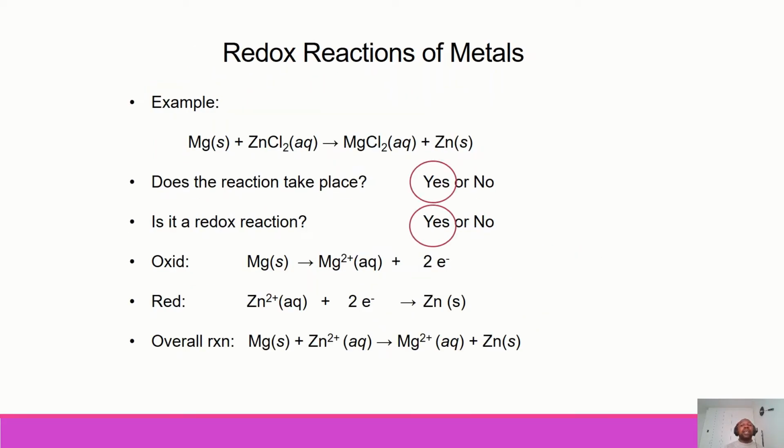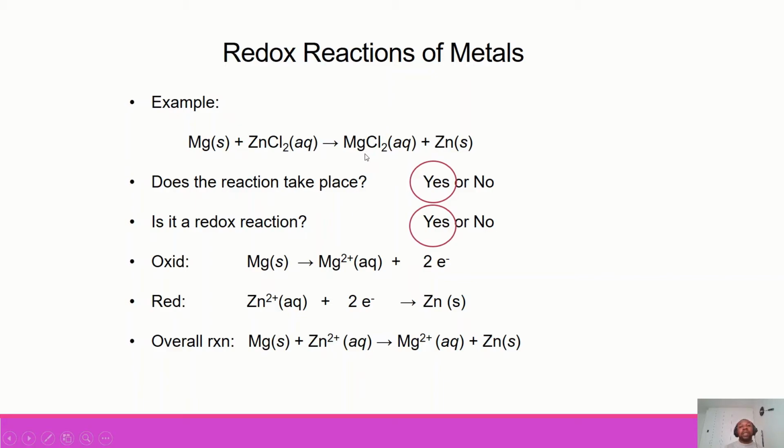Yeah, so you can see that magnesium on the table, magnesium is higher than zinc, and that's why the reaction can take place. If magnesium is less on the table, then it's not going to take place. So we can see that, is this a redox reaction? We can say yes, because you can see that magnesium is moving from 0 to +2.